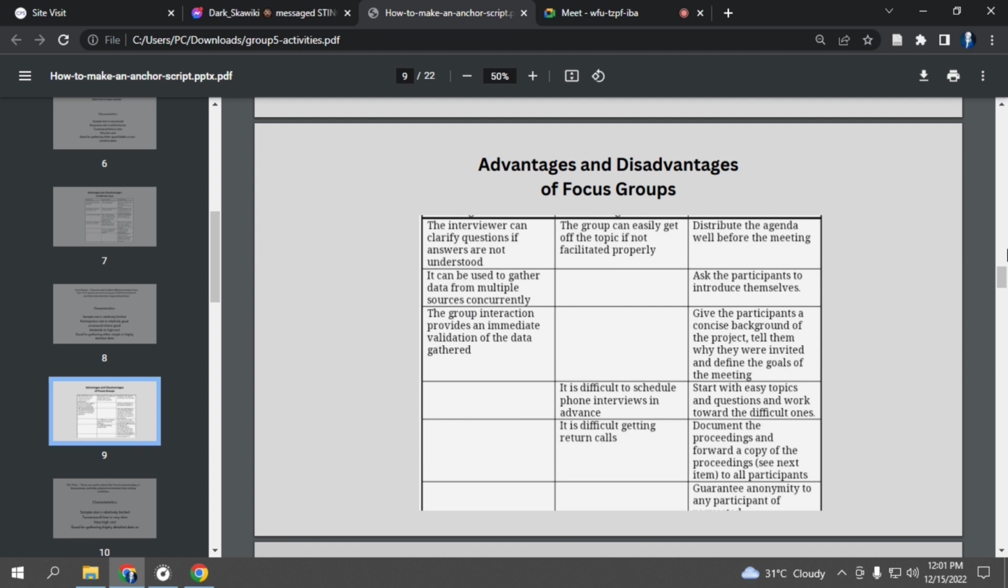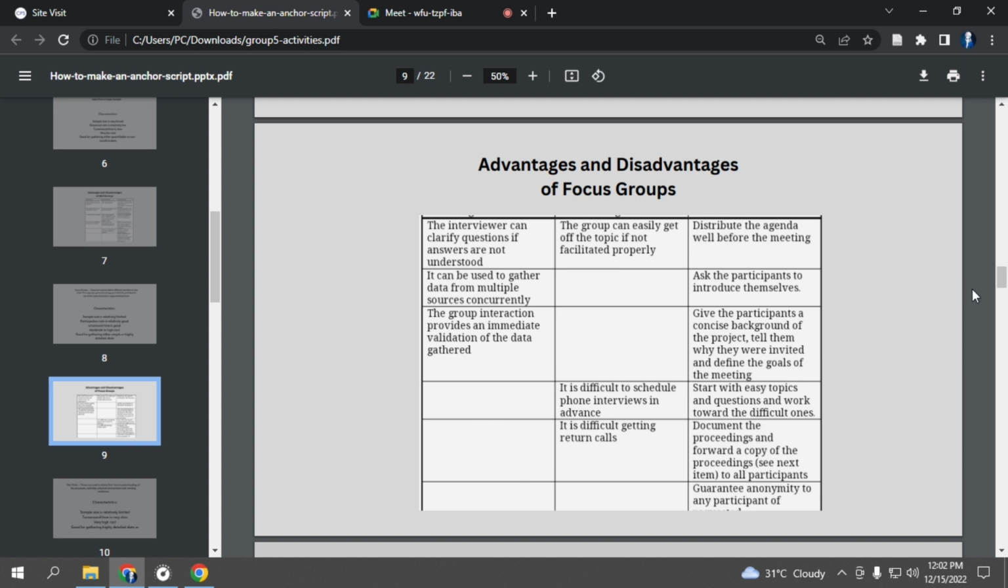Advantages: The interviewer can clarify questions if answers are not understood. Next, it can be used to gather data from multiple sources concerning a topic. Next, the group interaction provides an immediate validation of the data gathered.